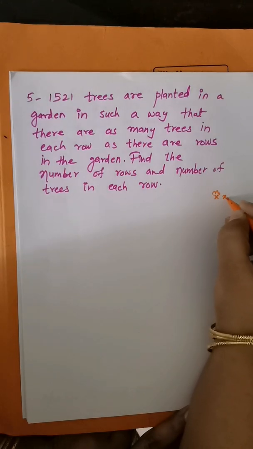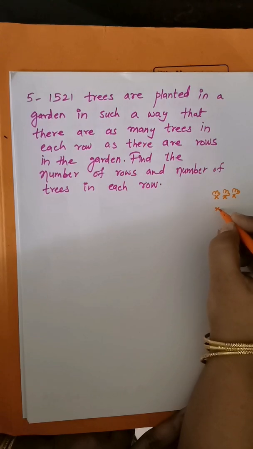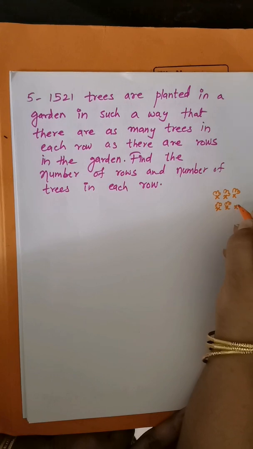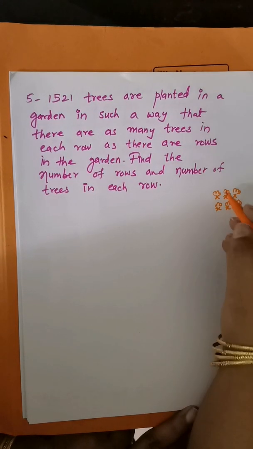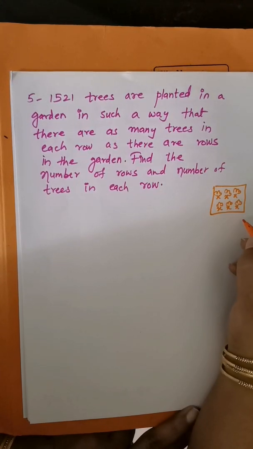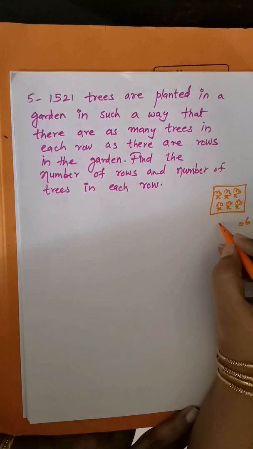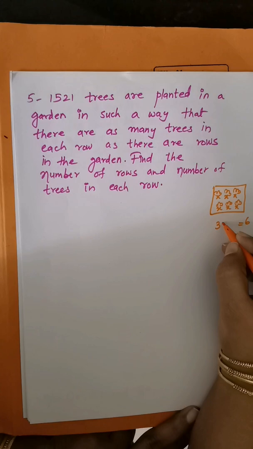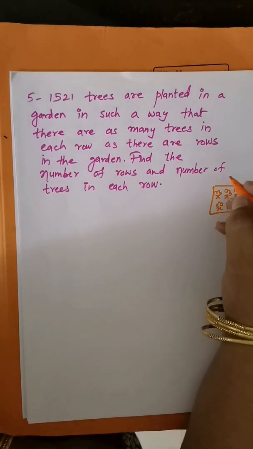Now suppose, children, there are 3 trees in a row, and there are 2 rows. I am just explaining to you. So total how many trees are there in the garden? 6. How are you getting this 6? Number of trees in each row into number of rows will give you the number of trees in the garden. Okay, this is just an example.